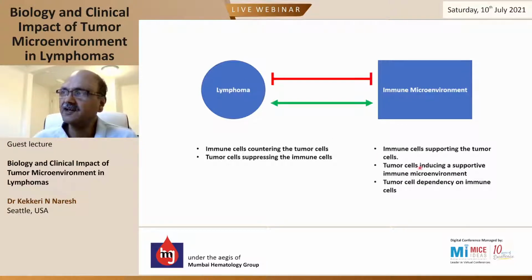And the tumor cells, the lymphoma cells, have the ability to induce a supportive microenvironment. And over a period of time, the tumor cell can become dependent on immune cells. And that also can be a problem, but also it opens up opportunities to break this dependency and treat patients.